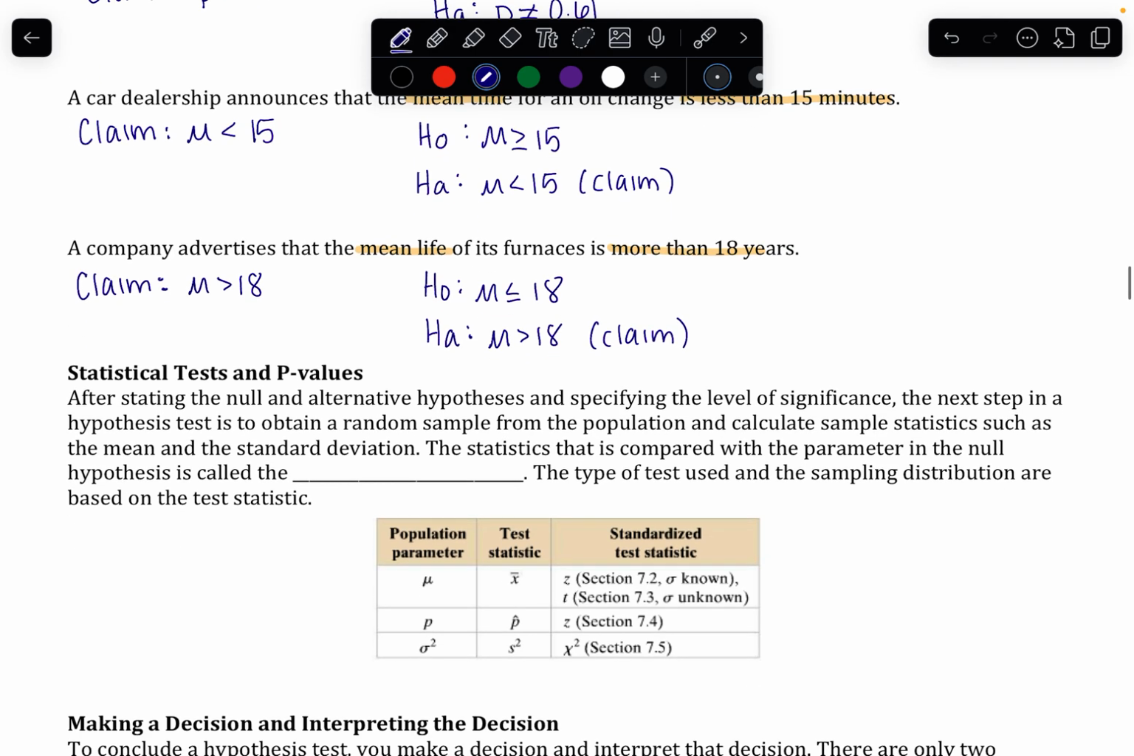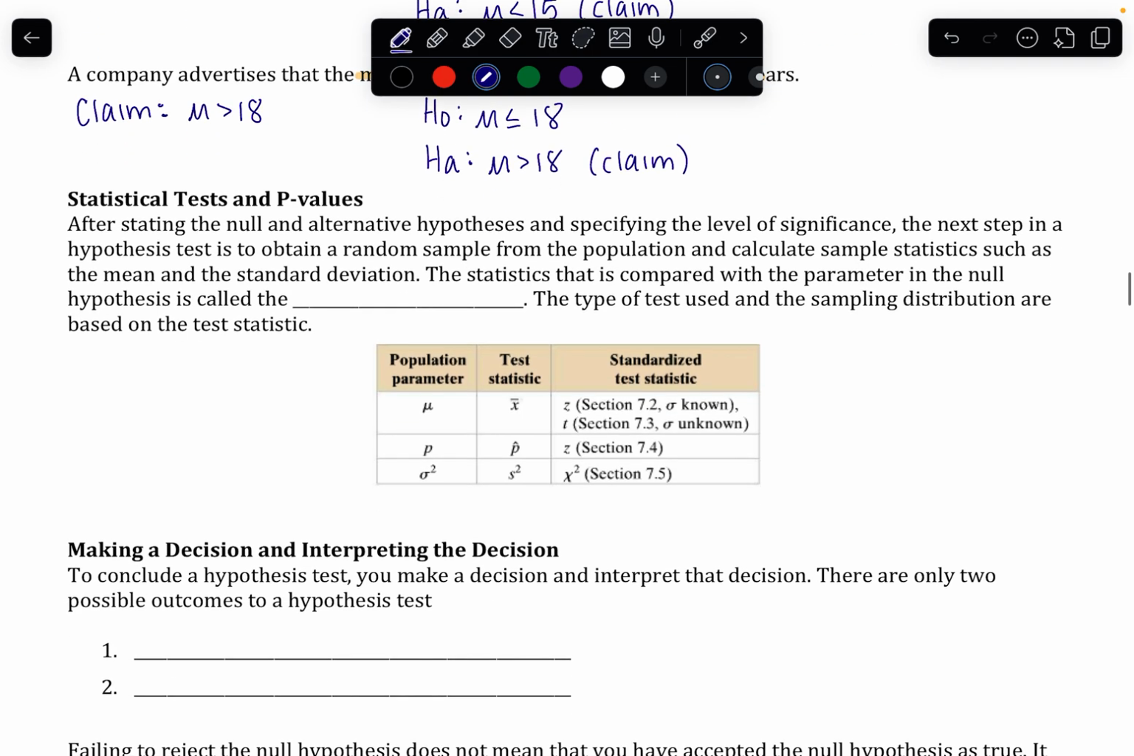Okay, so then we're going to look at statistical tests and p-values, and actually we're not going to talk about p-values in this section. After stating the null and alternative hypotheses and specifying the level of significance, which we'll talk about later, but that is going to be alpha, the next step in a hypothesis test is to obtain a random sample from the population and calculate the sample statistics such as the mean and the standard deviation. The statistic that is compared with the parameter in the null hypothesis is called the test statistic.